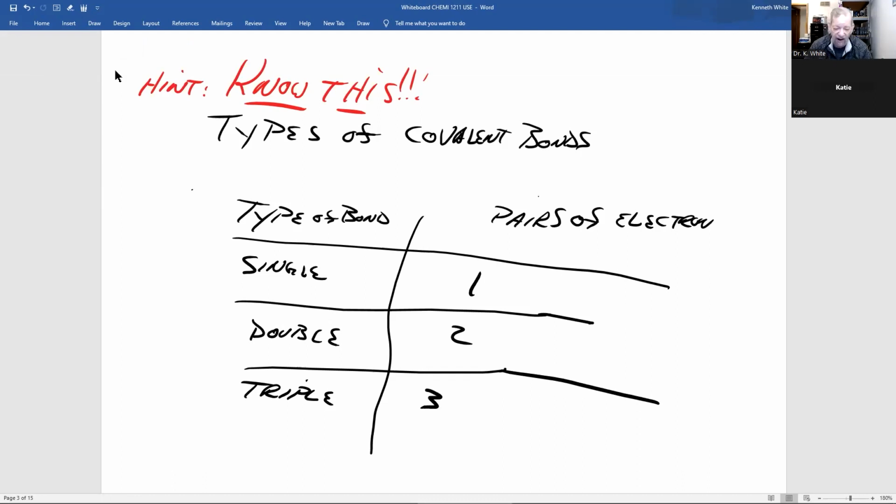You know baseball, when you hit a single, you go to first base, one pair of electrons. And if you hit a double, you go to second base. And a double bond has two pairs of electrons. And if you hit a triple, you go to third base, three. And a triple bond has three pairs of electrons.